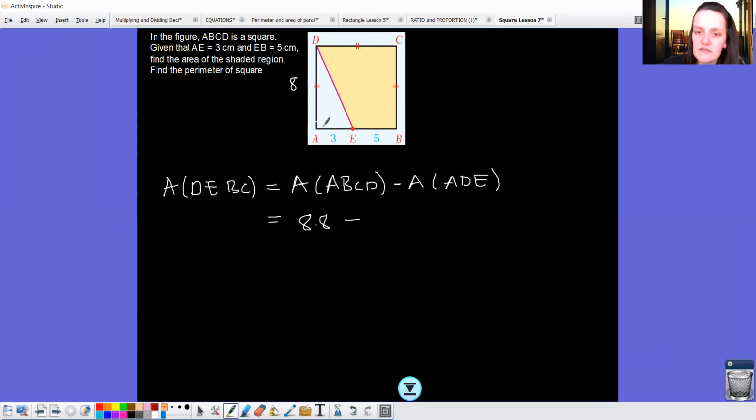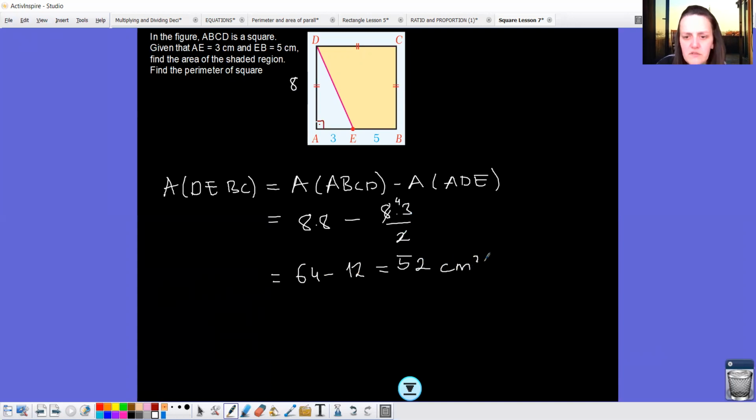What will it be? Because it is a square, this angle is 90 degrees. So it's a right triangle. It will be 8 times 3 over 2. So it is 64 minus 4 times 3, 12, which will be 52. Am I right? Yes. In centimeters squared. The area of the shaded region is 52 square centimeters.